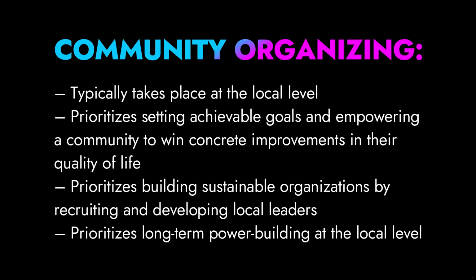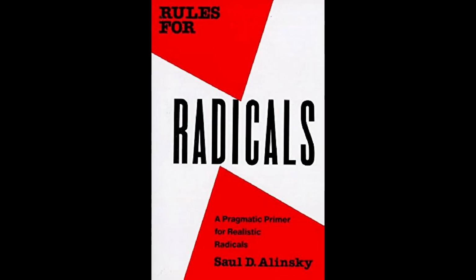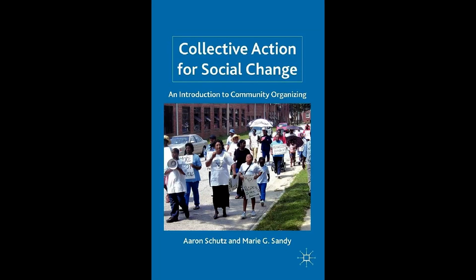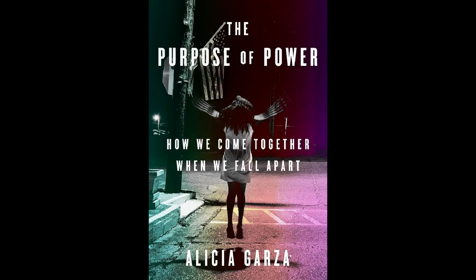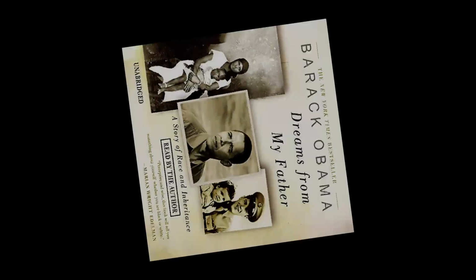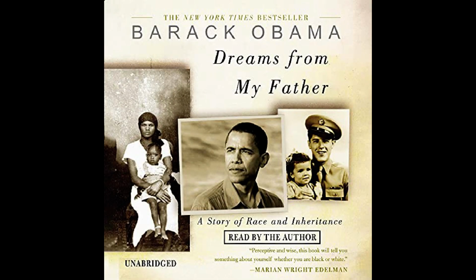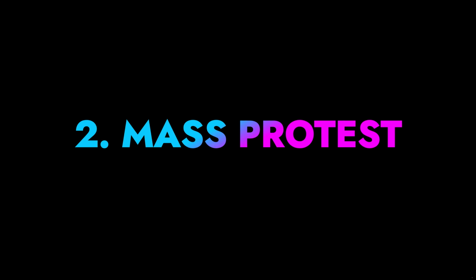Another priority of this type of organizing is building sustainable organizations. So community organizers seek to recruit people, develop leadership, and run campaigns in ways that strengthen an organization over time and build local power. To learn more about community organizing, you might want to check out these books: Rules for Radicals by Saul Alinsky, Collective Action for Social Change by Schutz and Marie G. Sandy, Parts of the Purpose of Power by Alicia Garza, and chapters 8 and 9 of Dreams from My Father by Barack Obama. So now let's talk about mass protest.